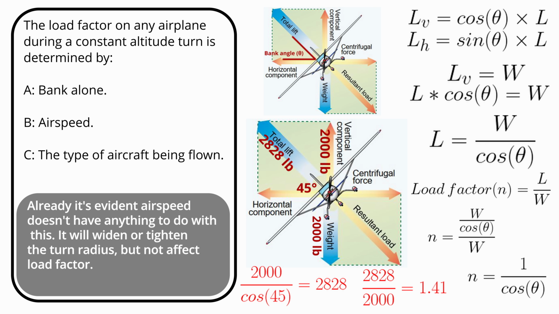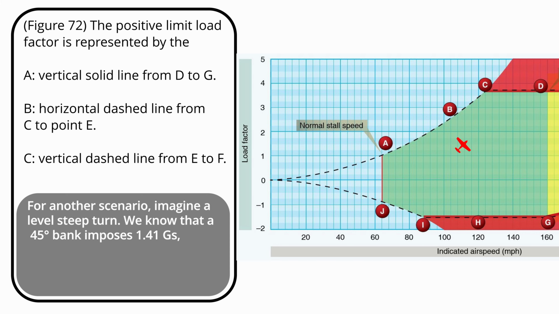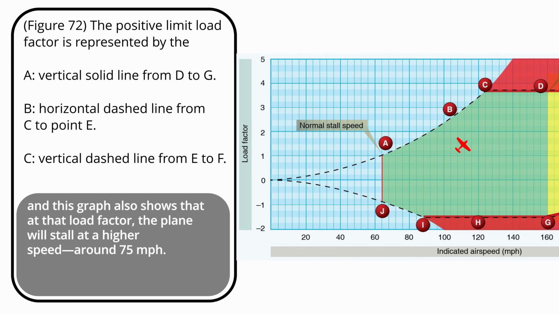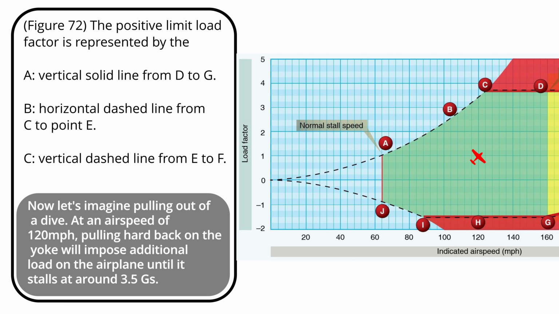For another scenario, imagine a level steep turn. We know that a 45-degree bank imposes 1.41 Gs. And this graph also shows that at that load factor, the plane will stall at a higher speed, around 75 miles per hour. Now let's imagine pulling out of a dive. At an airspeed of 120 miles per hour, pulling hard back on the yoke will impose additional load on the airplane until it stalls at around 3.5 Gs.